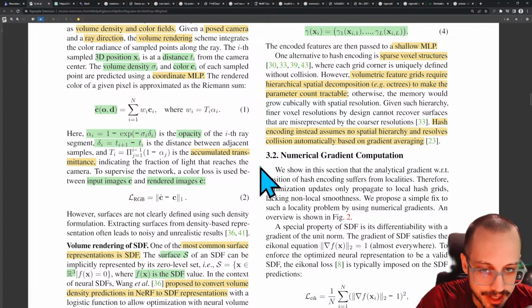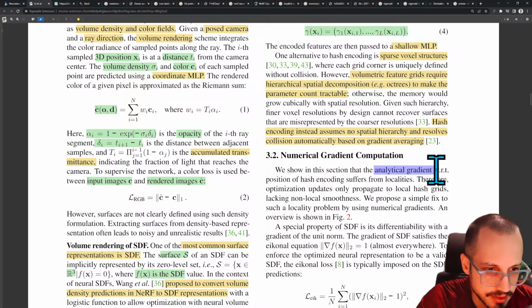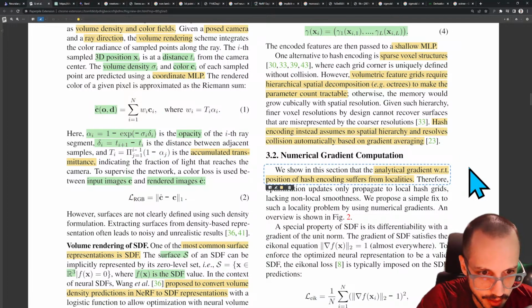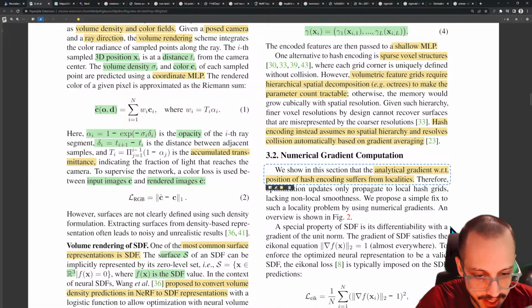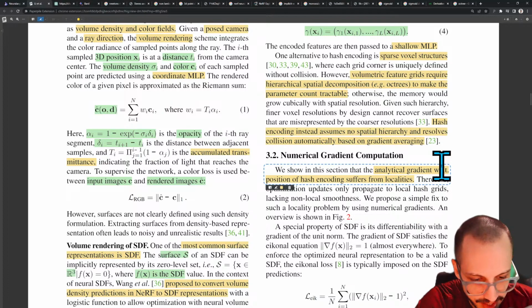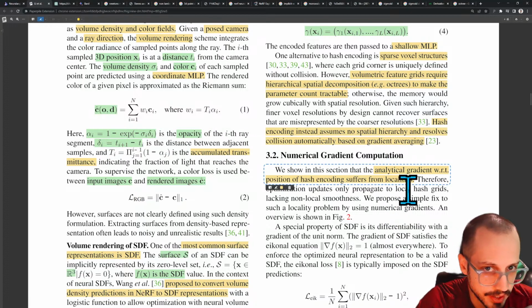All right, let's get into the numerical gradient computation. We show in this section that analytical gradient. I described this earlier, but basically in my head, when I think analytical gradient versus numerical gradient, I think of numerical approximation. I think of kind of Newton's method. I think of taking 2 points and drawing a line in between them and using that as an approximation of the gradient. When I think analytical gradient, I think of actually solving the equation and finding the exact value of the derivative and then the value of the second derivative and so on.